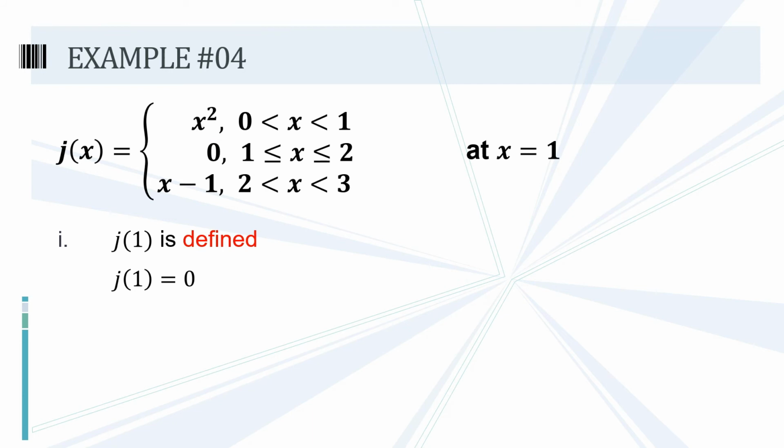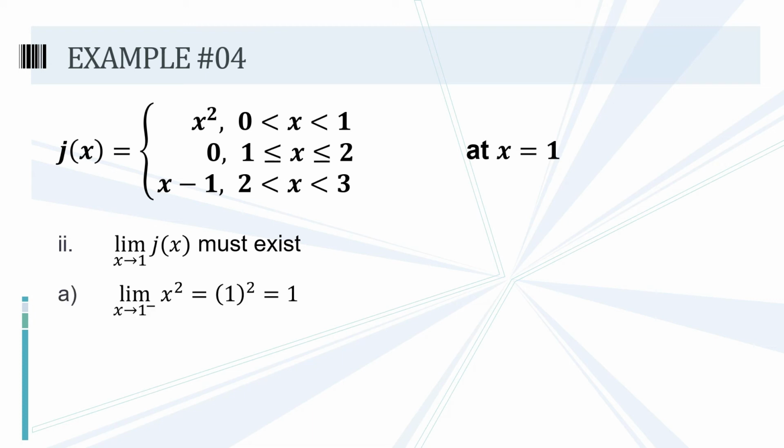Okay? So second criterion, check natin. The limit of j of x as x approaches 1 must exist. But in this case, meron tayong parang na-split, di ba? Na-split siya. So, kukunin natin yung left at right limits niya.